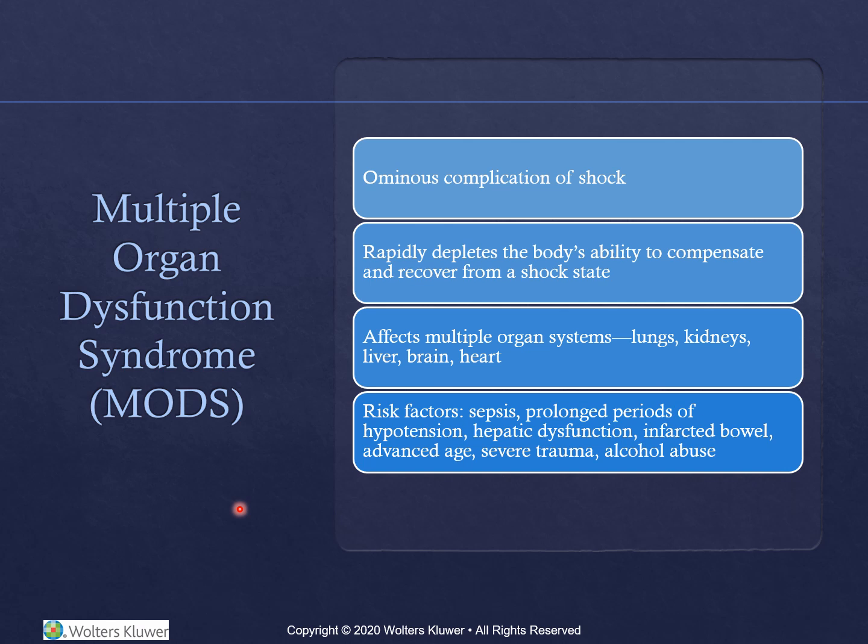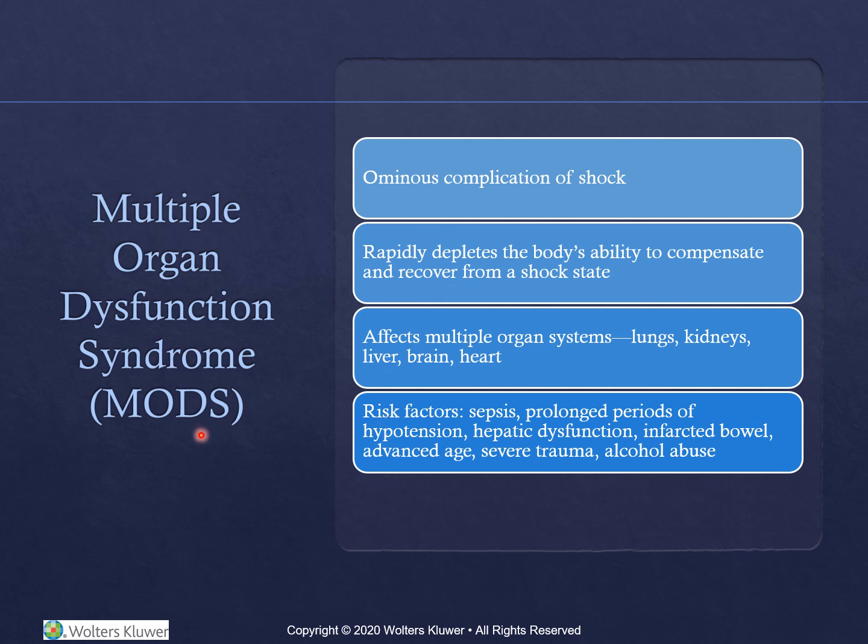So the final thing we'll talk about is multiple organ dysfunction syndrome, or MODS. This is a pretty ominous complication of shock. It's usually a pretty bad sign when someone starts to develop multiple organ dysfunction, meaning the kidneys start to shut down, the liver starts to shut down. We see alterations in the GI tract, kind of just all over. This rapidly depletes the body's ability to compensate and recover from a shock state. If someone is already in shock, they're working through a lot of different compensatory mechanisms in an attempt to adapt to all these perfusion changes. And as organs start to fail, it makes it even harder to do that. So again, it can affect multiple organ systems: lungs, kidneys, liver, brain, and heart.